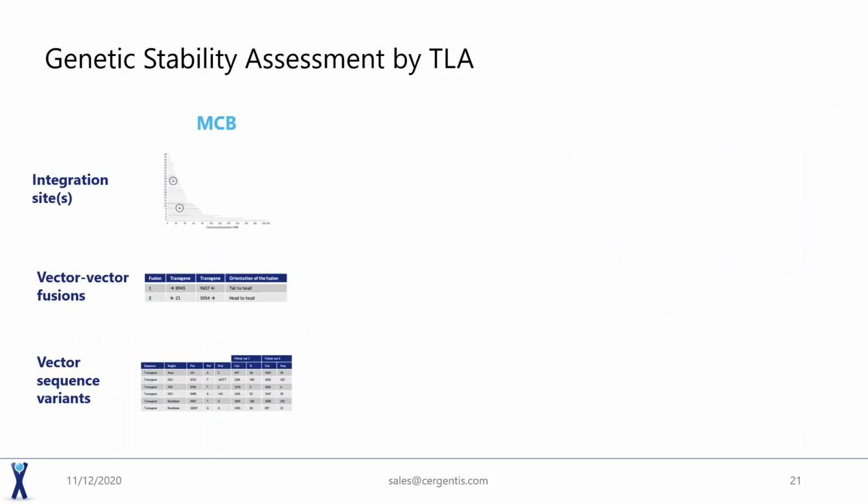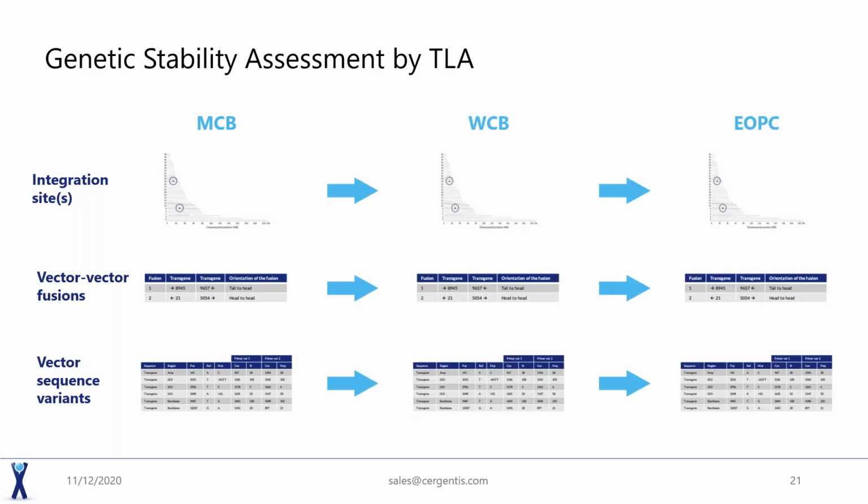And while similar for clonality, TLA assesses genetic stability by first performing TLA on the MCB in order to determine the genetic makeup of this line. And subsequently, if TLA analysis of downstream clones also yields the exact same integration site, the exact same concatemers, and the exact same mutational profiles, then we can conclude that the cell line is genetically stable.